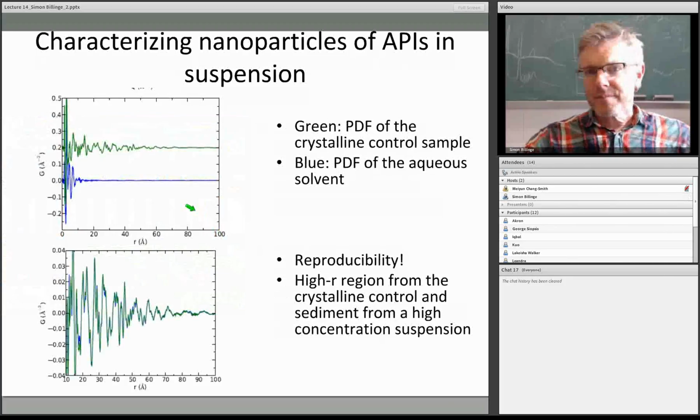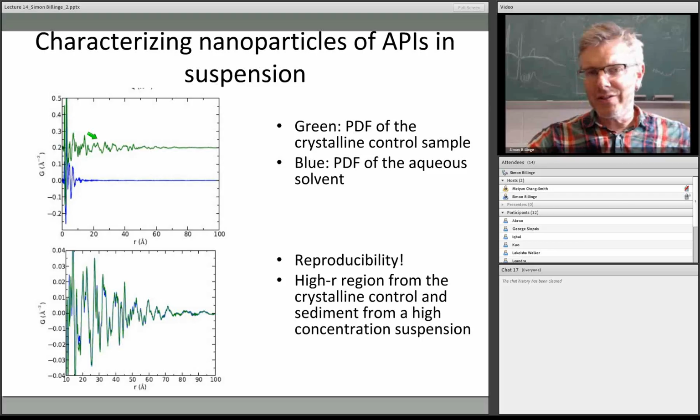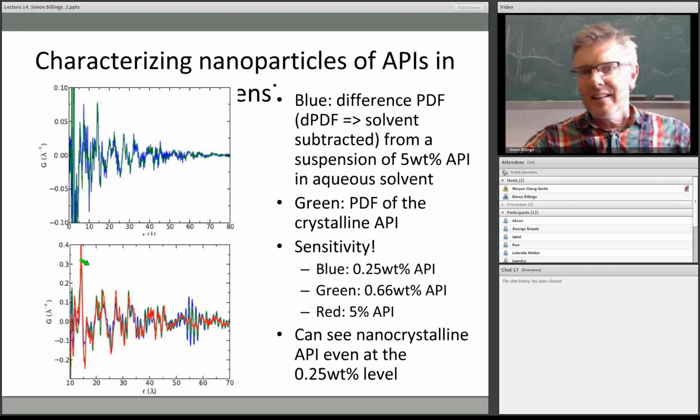And what we can do here is we can get the PDF of the solvent, which is shown in blue here, and we can get the PDF of the crystal structure of the API, the active pharmaceutical ingredient. And then we can look at our materials in suspension. So this is two PDFs from two different samples, and you can see the degree of reproducibility. So we definitely have a very good signal of what the API, what the drug molecule looks like when it's present. And now what we can do is we can look at more and more dilute solvents.